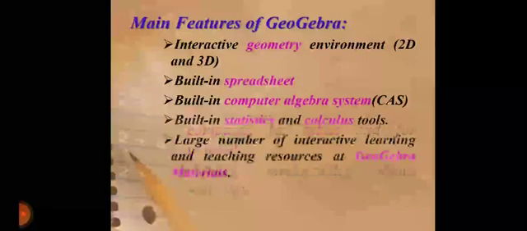Next are the main features: interactive geometry environment, that is 2D and 3D, then a built-in spreadsheet, then a computer algebra system, that is CAS, then statistics and calculus tools, then a large number of interactive learning and teaching resources, which are GeoGebra materials.